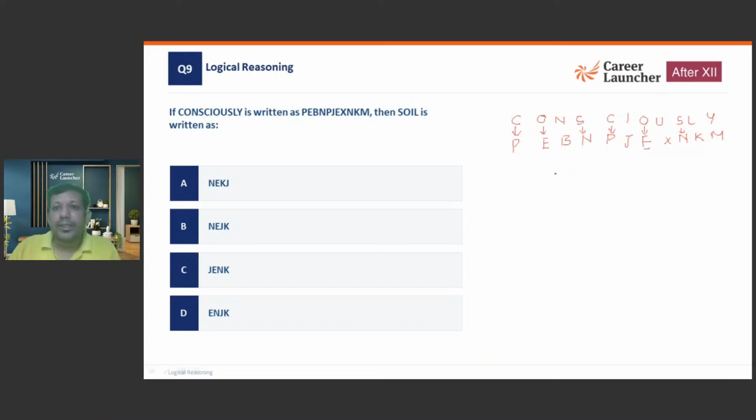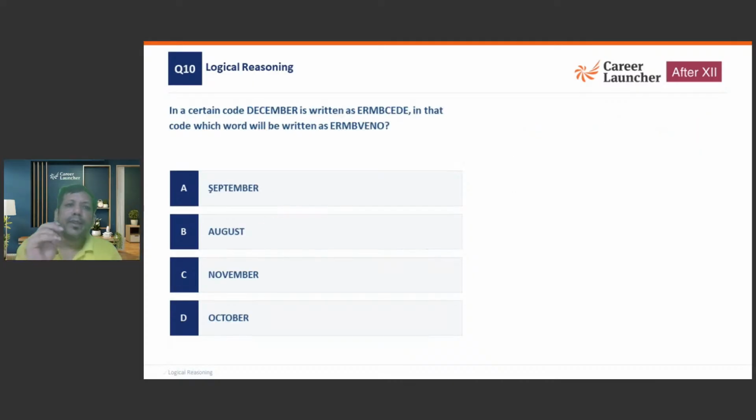Okay. Then I am looking for SOIL. So I know that S represents N, O represents E, I represents J, L represents K. I got my answer. That is option B. Got it? Okay. Now this one.